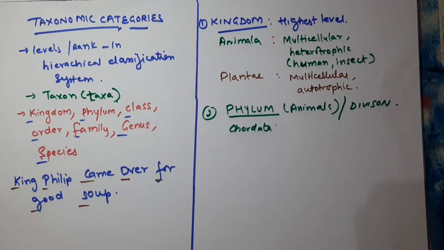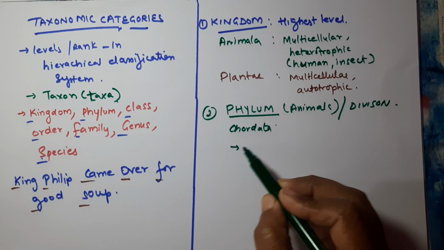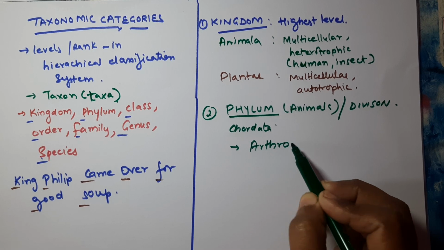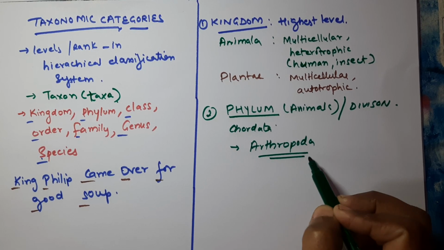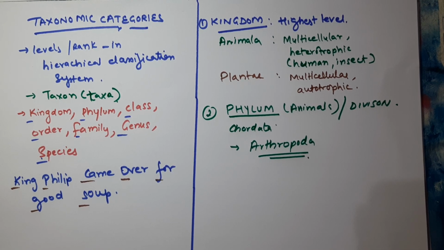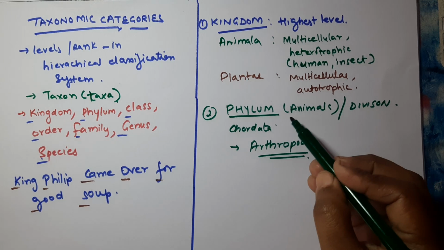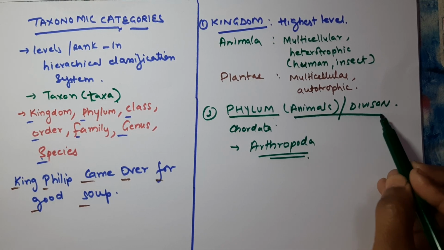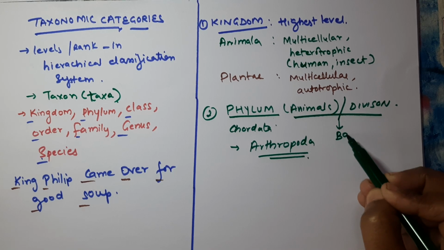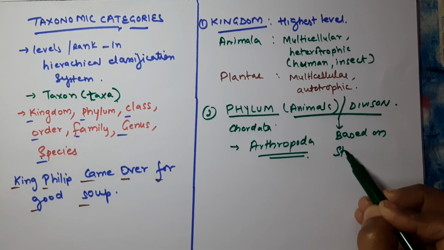Okay, the organism with the notochord, dorsal nerve cord, and the pharyngeal slits, they are put under the chordata. Okay, and if the organism is having the jointed appendages and exoskeleton, then they are grouped into another phylum, that is Arthropoda. So each phylum will group the organism within the kingdom based on the major body plan, or the structural feature. So the groups here are made based on structural feature.